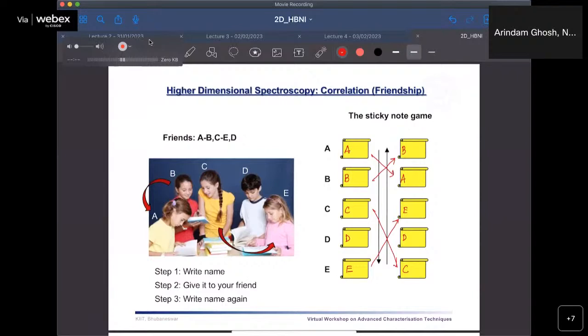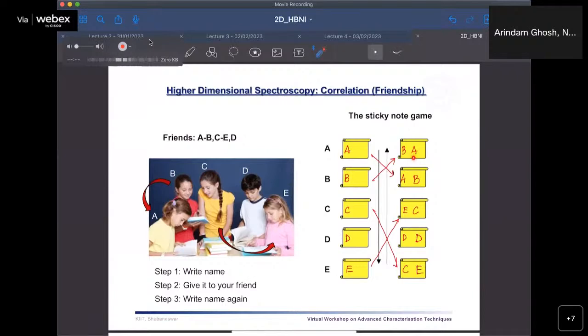And now I'm asking, after you exchange it, you write your name again. They said, okay, it's fine, I can write my name again. So A writes her name again, B writes her name again, C writes her name again, D writes her name again, and E writes her name again. Okay. Now I collect these slips. They have not told me, correct? They have just written their name twice, and they have just exchanged their slips among their friends, like kids do, correct?